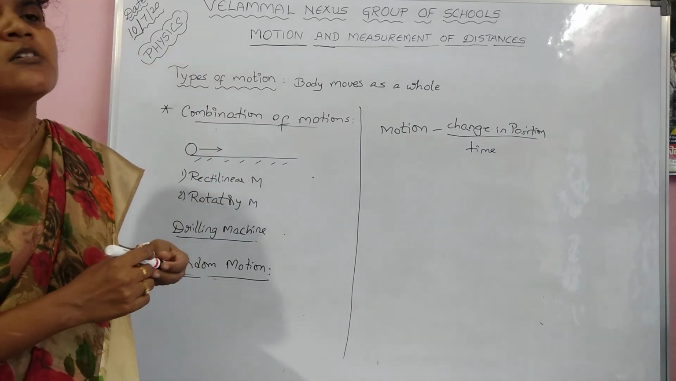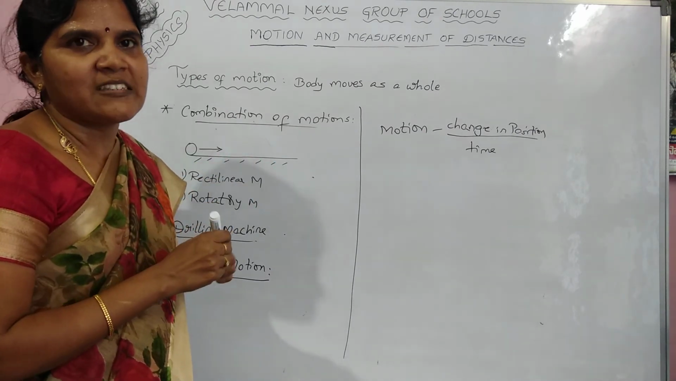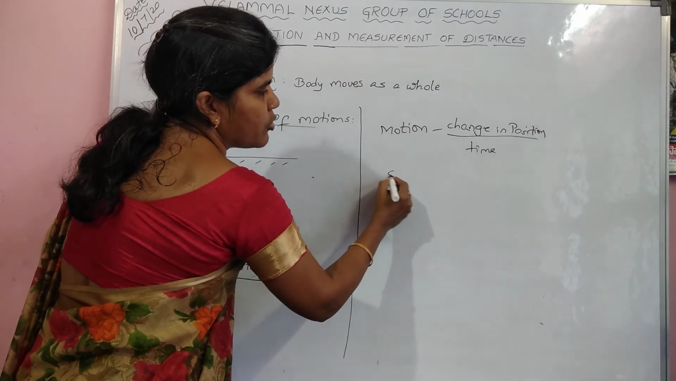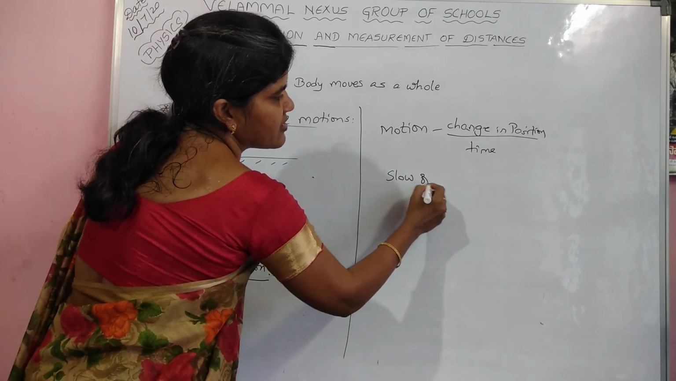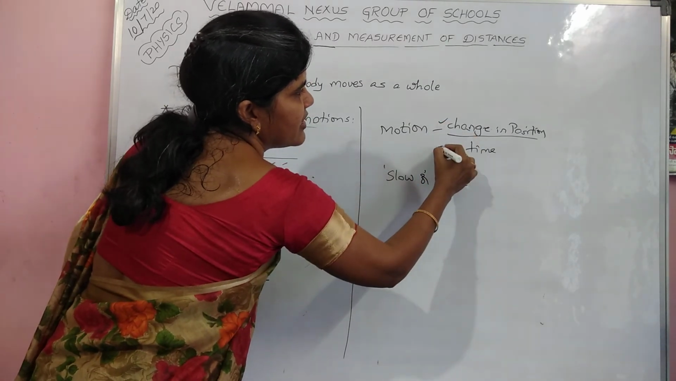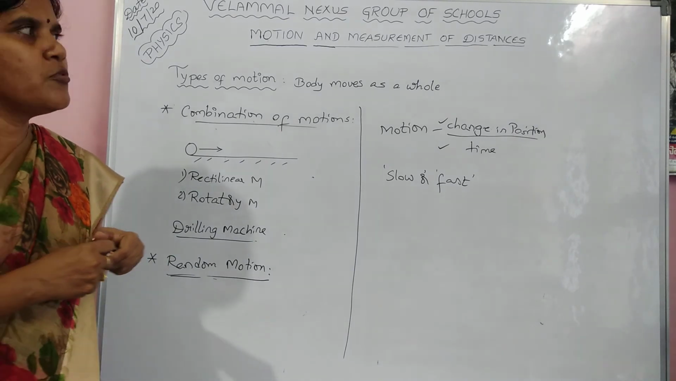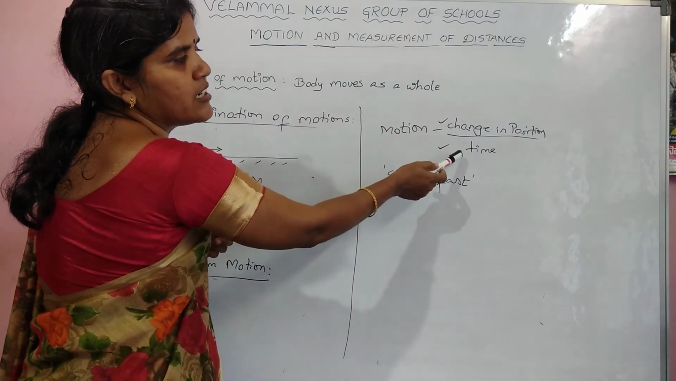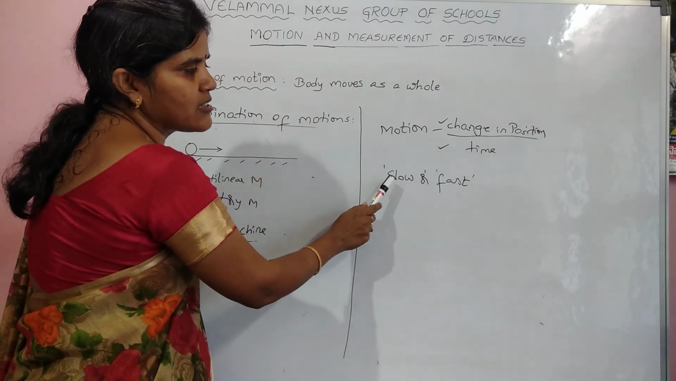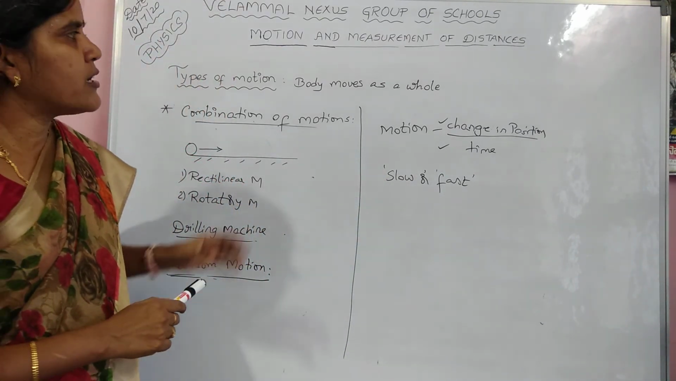There should be some change in position with respect to time, then we say the body is in motion, children. Suppose a body covers less distance depending upon the time taken, we say the body is moving slow or fast, depending upon the distance covered and the time taken. Suppose a car is moving, how much distance it has covered in how much time, depending upon that we discuss whether the body is moving slow or fast, children. I hope you understood, children.